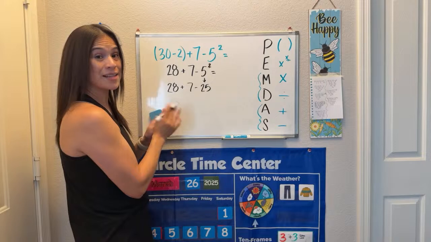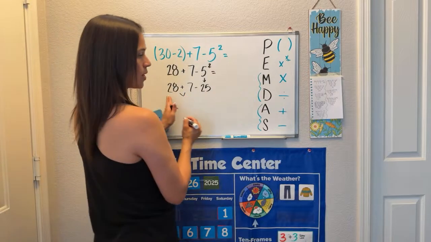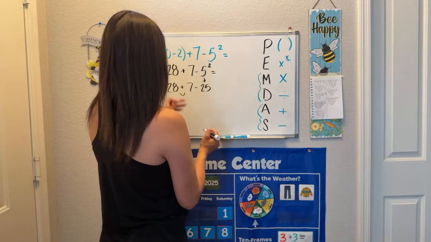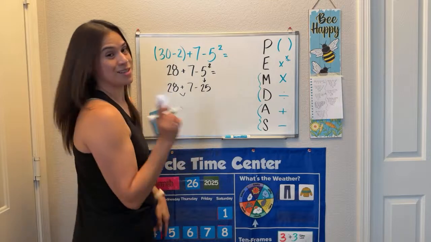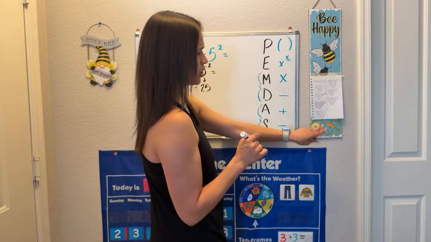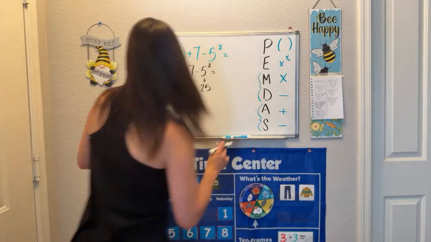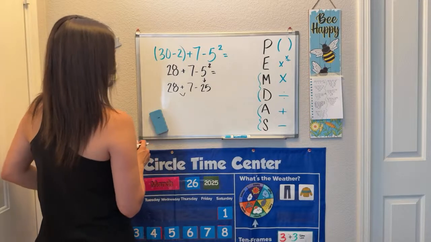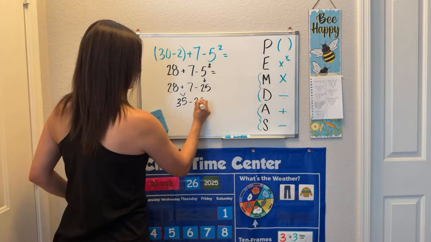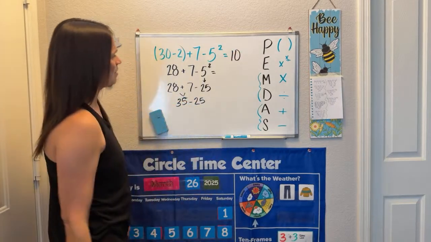Multiplication or division, we don't have any, so we're going to move on. Addition and subtraction from left to right, we do. So we will go from left to right. We're going to do the 28 plus the 7, which I don't know why I did. See, this is why you check your work, because in my little side notes, for some reason, I subtracted the 28 and the 7 instead of adding the 28 and the 7. Anyway, what we should be doing is adding. So 28 plus 7 is going to be 35 minus 25. And then 35 minus 25 will actually give us 10.